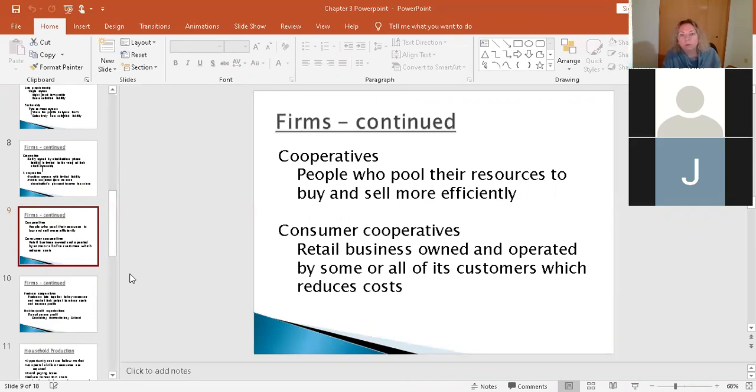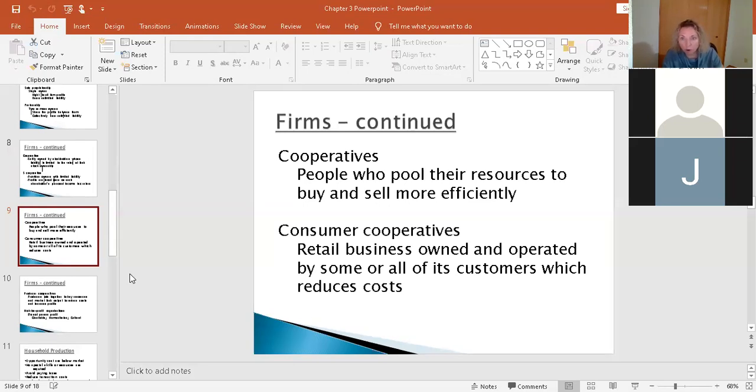A cooperative is a group of people who pool their resources to buy or sell more efficiently. So we have two main types of cooperatives. The first one is a consumer cooperative, people who want to buy more efficiently. And then we have producer cooperatives, which is going to be on the next slide, people who want to sell more efficiently. So these are usually smaller groups of people who kind of band together.